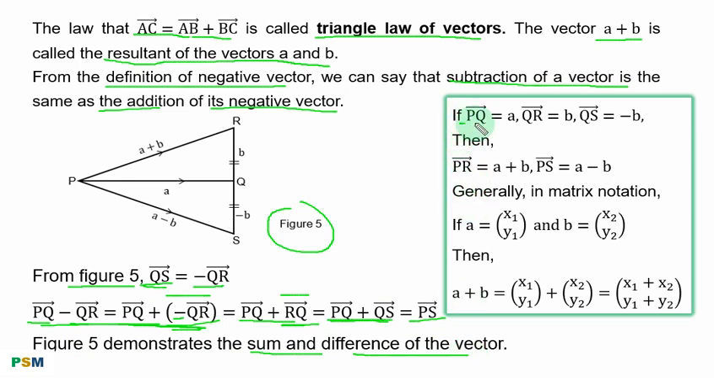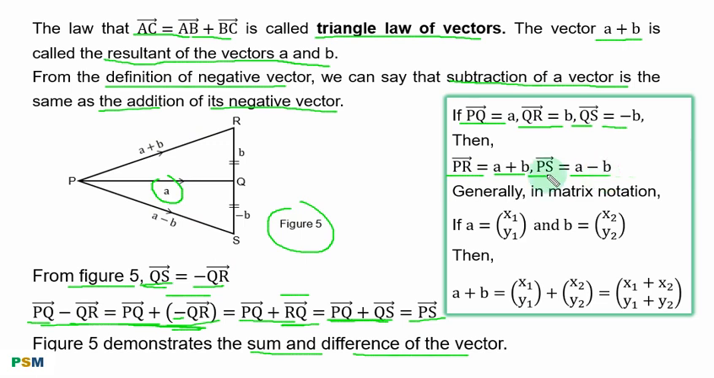If vector PQ is equal to A, vector QR is equal to B, vector QS is equal to minus B, then vector PR is PQ plus QR, that is A plus B. Then vector PS is equal to A minus B.